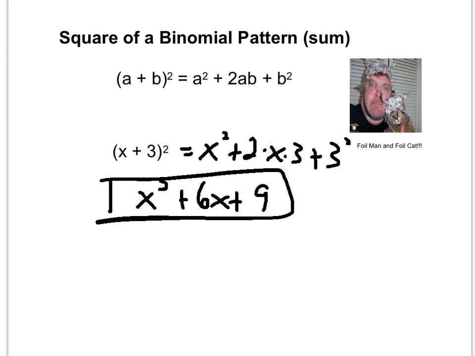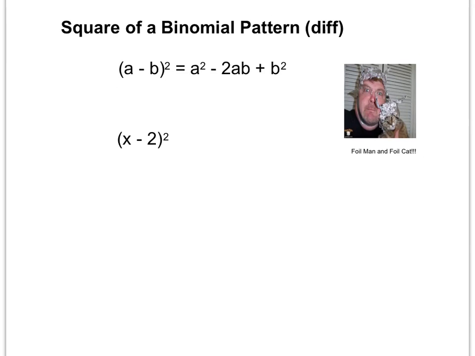Alright, and we got one more. So far we've got the difference, where two binomials are the same, just one's plus, one's minus. Then we've got the square of an addition binomial, and now we've got one more special product pattern. This one's the same as the last one. This is the square of a binomial, but it's the difference. So we've got a subtraction binomial, and we're going to square it. And here's the pattern again.